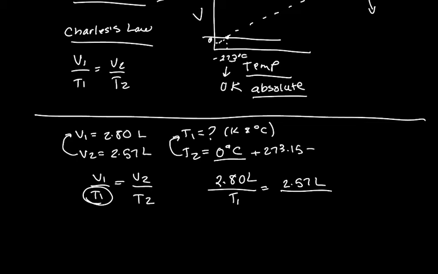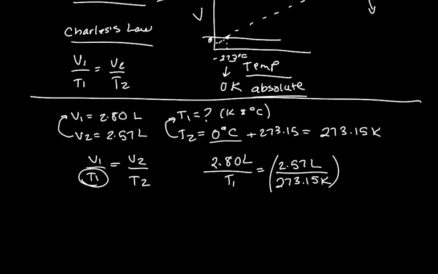It's in degrees Celsius. You don't want to do that. Remember that? You want to convert all your numbers to Kelvin. So this is 273.15 Kelvin. All right? And then you algebraically solve for this by bringing your T1 over here and then multiplying by the reciprocal of this number.